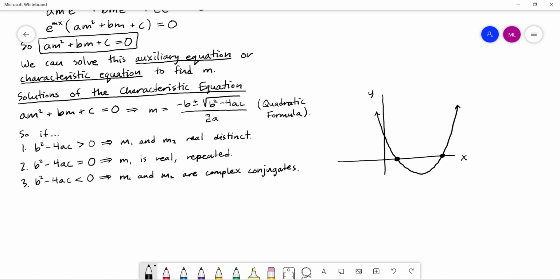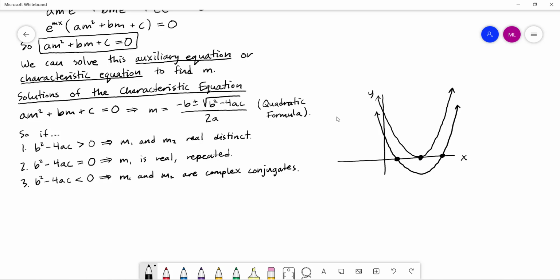But another shape the parabola can take is it can come down and just barely touch the x-axis and only have this one single 0 right here. This is the case where we get a real repeated root. It comes down and just barely grazes it. So this is case number 2.